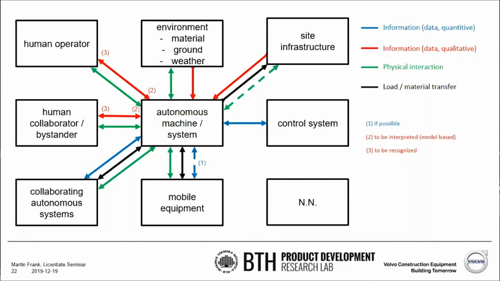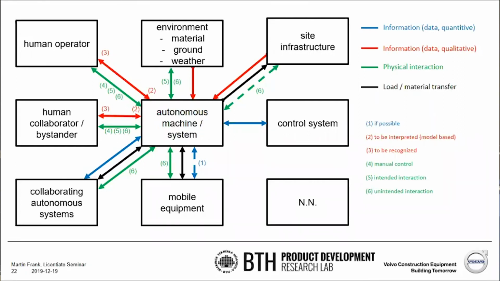And here we have some interactions we would like to facilitate for sure. This is when we have a manual control of the machine by the human operator or the human collaborator. This is also an intended physical interaction with the environment. We should support the machine, so we would like to have interaction with the ground, with the material we are going to break or to load. But we also have unintended interactions.